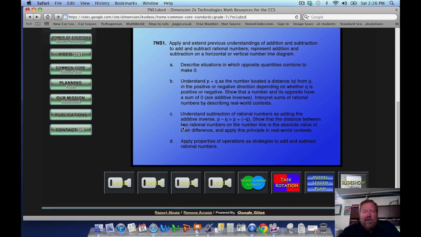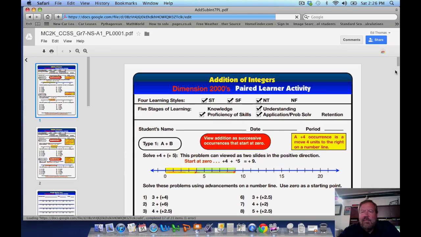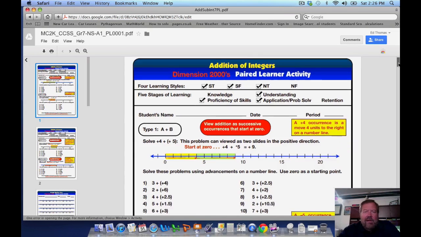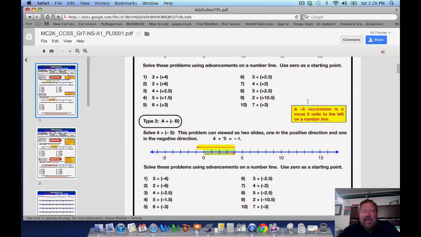Now the paired learner activity that we have, here we're talking about combining integers and using a number line to explain why the rules for combining integers work. That if we combine two positives, it's two moves in a positive direction. If we're combining a positive and negative, it's a move in a positive direction followed by a move in the negative direction. And notice there's practice problems for the kids as well.